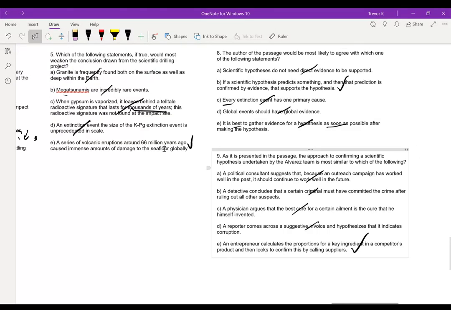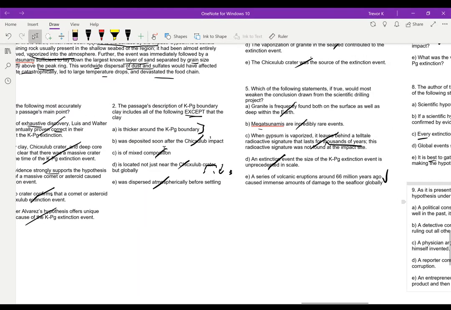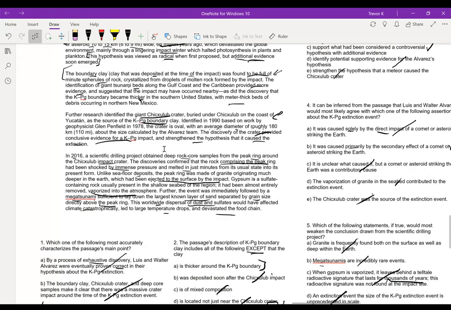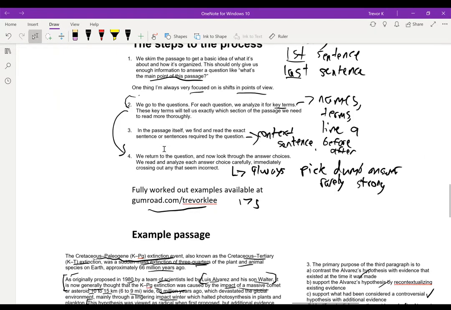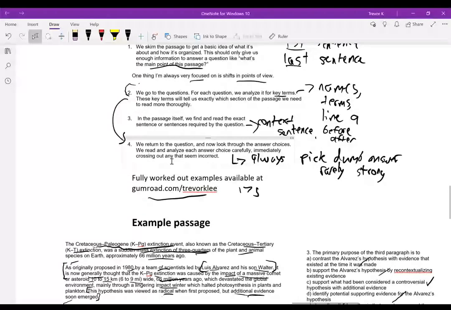All right, so that is this passage. So again, we did our 4-step process here, right? We skimmed, we went to the questions, we read the passage, we returned to the questions, found the answer choices.